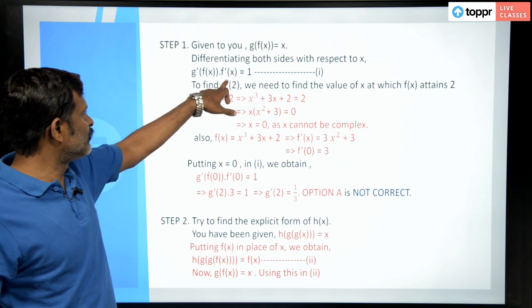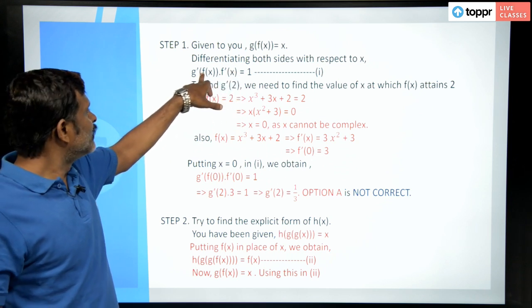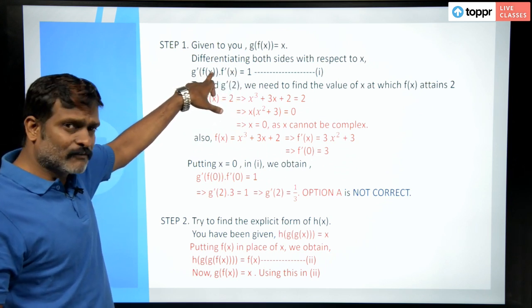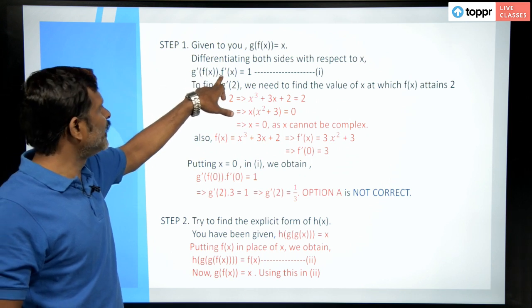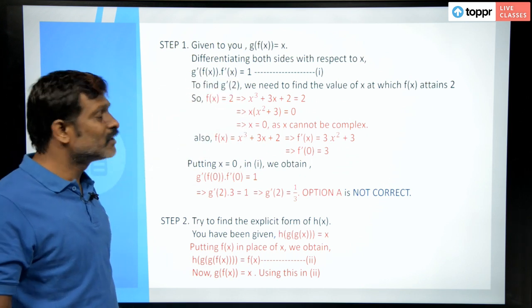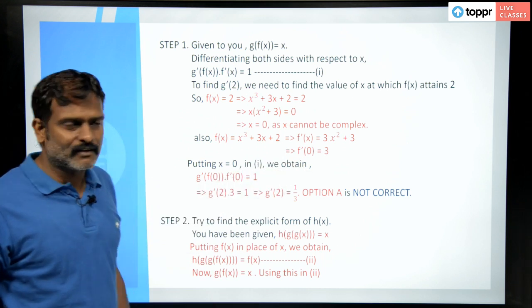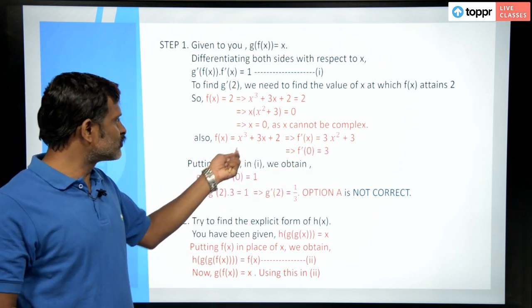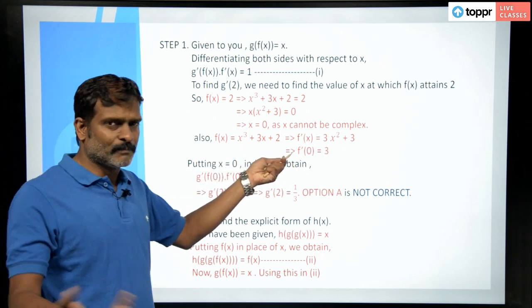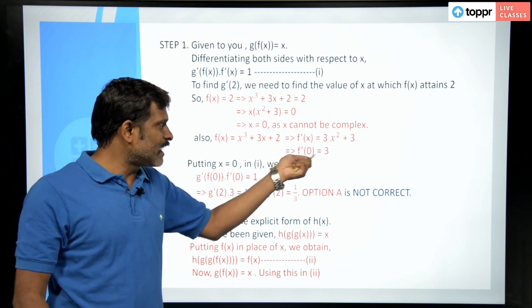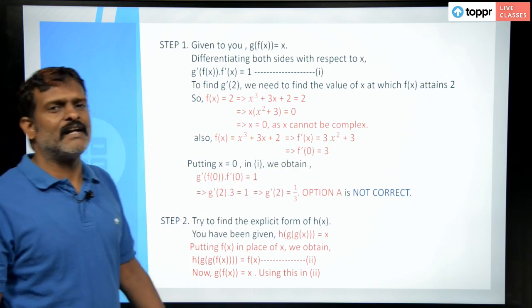When I am taking x is equal to 0, f dash of 0 is also needed, because if I put x equal to 0 here, I get g dash of f of 0 into f dash of 0. But what is f dash of 0? That is the reason we are finding it here. F dash of x is what? 3x square plus 3, using the power rule. So, 3x square plus 3, and put x is equal to 0, you get 3 as the value.